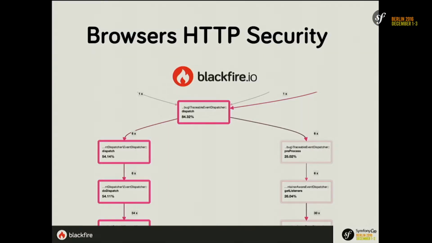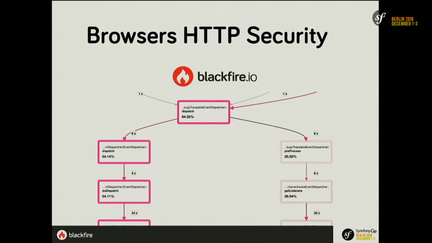I'm working at Blackfire, and this is not an ad. I will explain. You may know that it's a profiling tool. So Blackfire collects information about what's happening in your application, and renders graphs like this one. It's an event dispatcher function call, and it's calling other functions, and we display the graph.